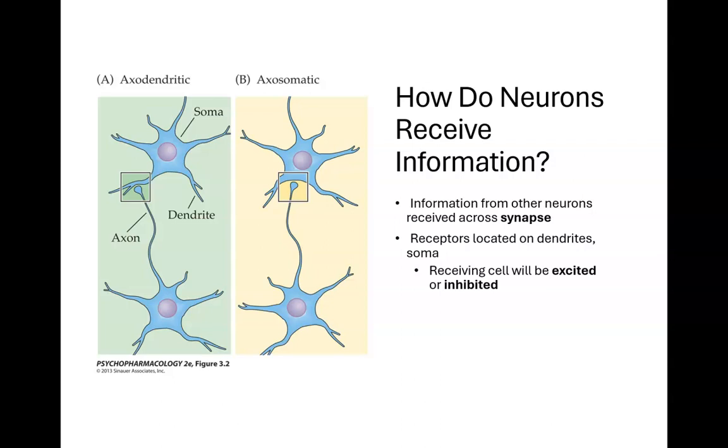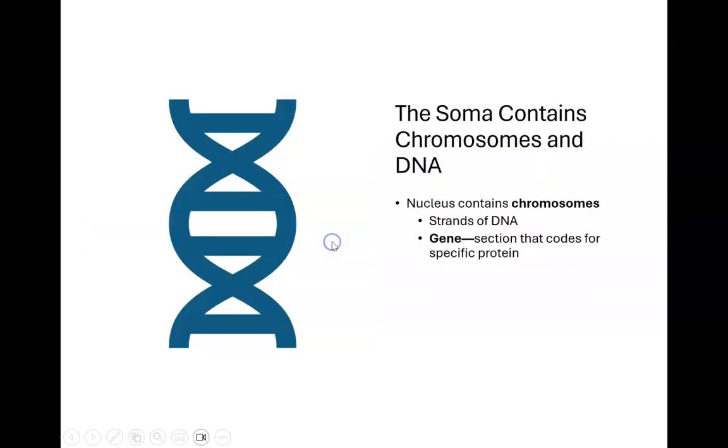And you have a variety of different receptors that are located on the dendrites and the soma of neurons. So once those neurotransmitters cross into the synapse, they will make contact with a receptor site. And thus, the cell that is receiving this information will either be excited, meaning it's more likely to fire, or it's going to be inhibited, meaning that it's less likely to fire. We'll talk a little bit more about what these excitatory and inhibitory messages do in our next lecture on neurotransmission.